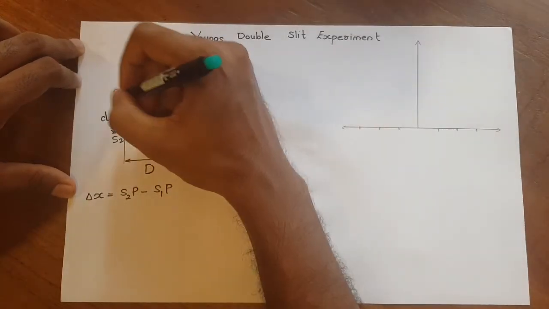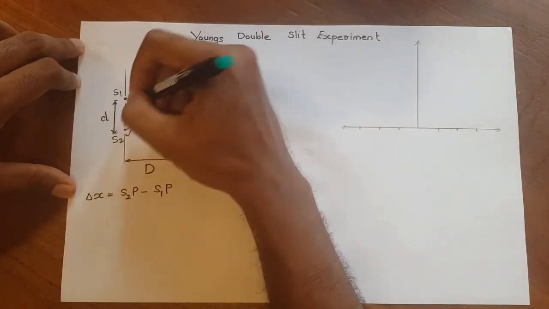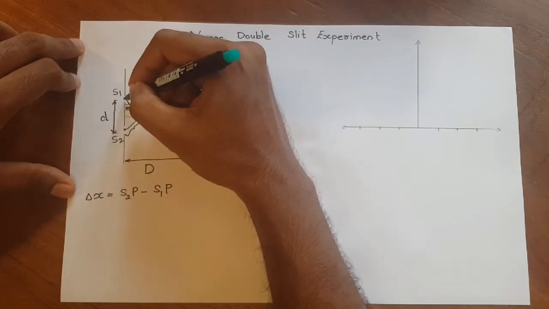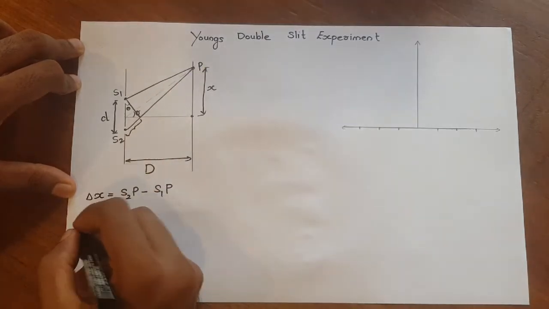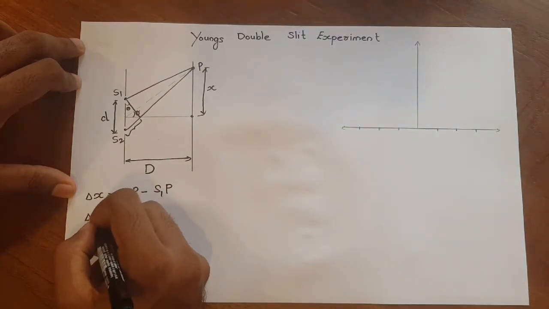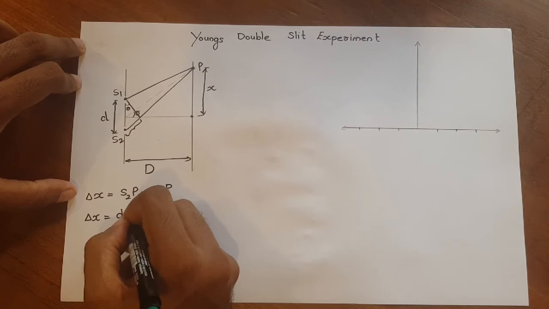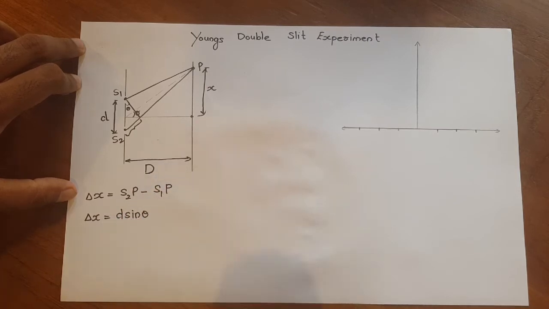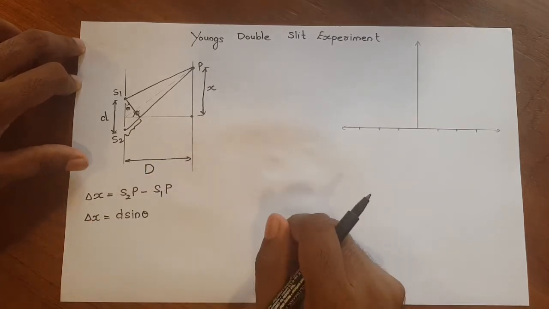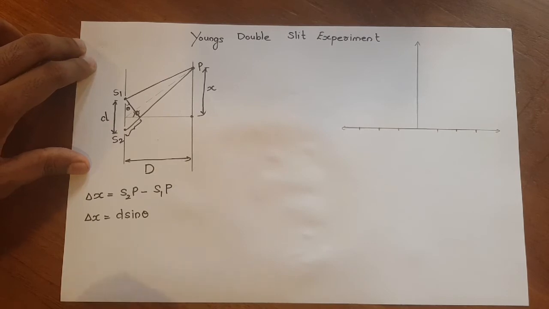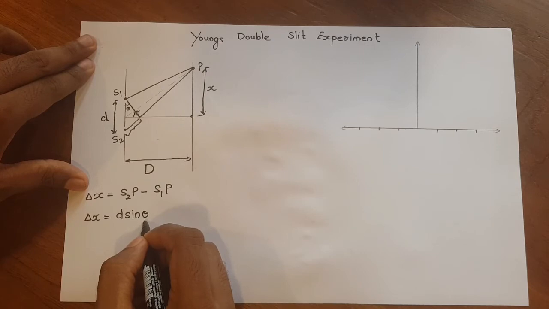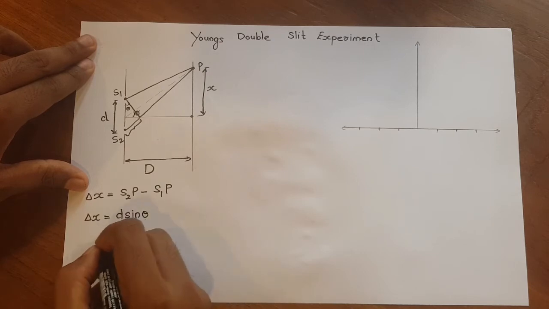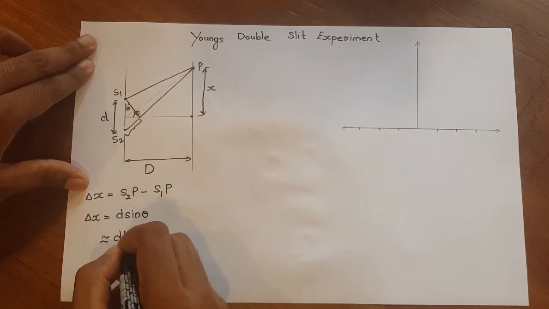And if this is theta, then by geometry this will be theta, and if this is d, this length will be d cos theta and this length will be d sin theta. That is by simple geometry. So I can simply say that delta x will be equal to d sin theta. The path difference between the two waves will be equal to d sin theta in this situation. And if this theta is in radians and is small, then I can approximate this as d tan theta.